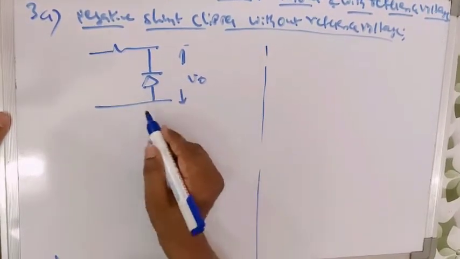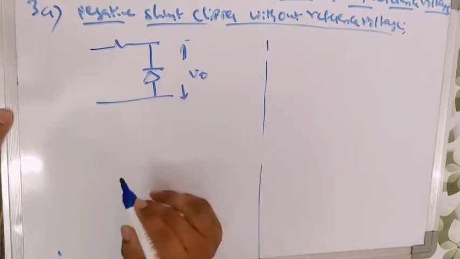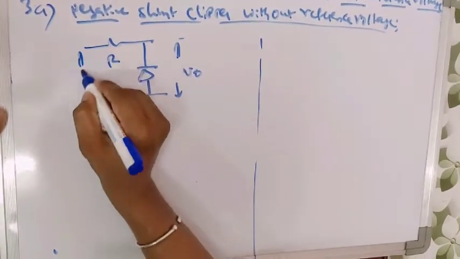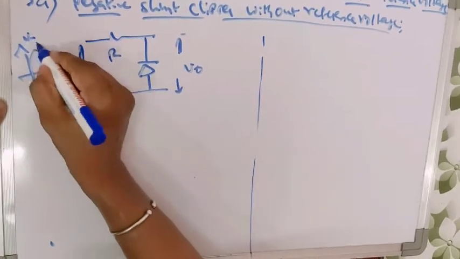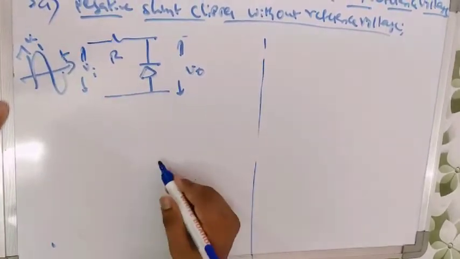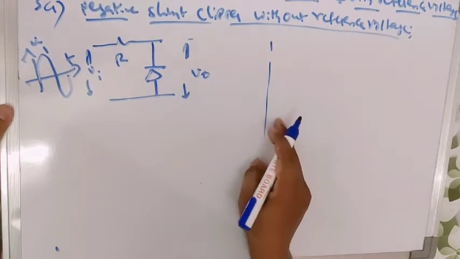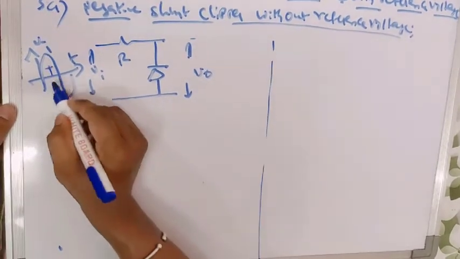Now in this case we are not considering any load here. We are taking the output across the diode and the input is given to the resistor here. Let us take a sinusoidal input applied here. We will analyze this without reference voltage, which means we will consider everything with respect to the input.